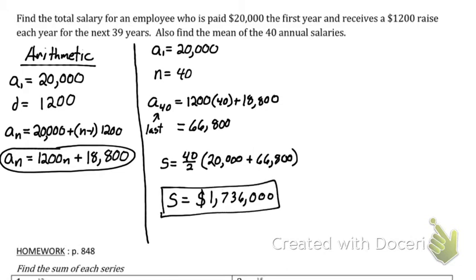That person's a millionaire if they just saved everything for 40 years. How hard would that be? All right. But it does ask for one more thing. It asks for the mean.